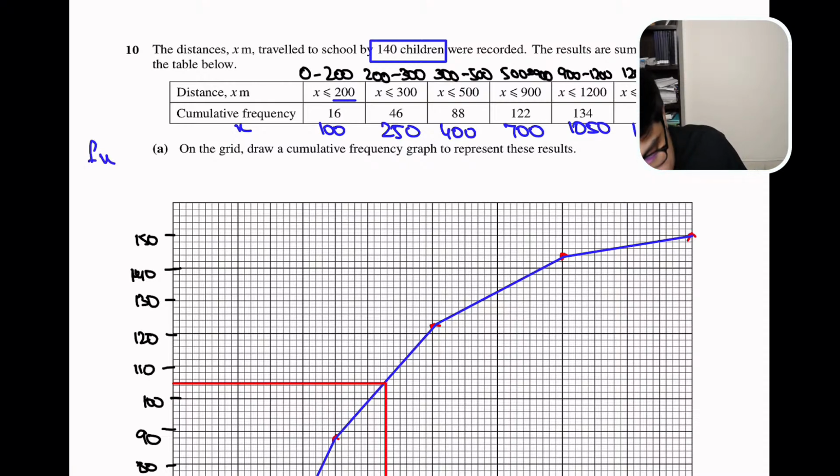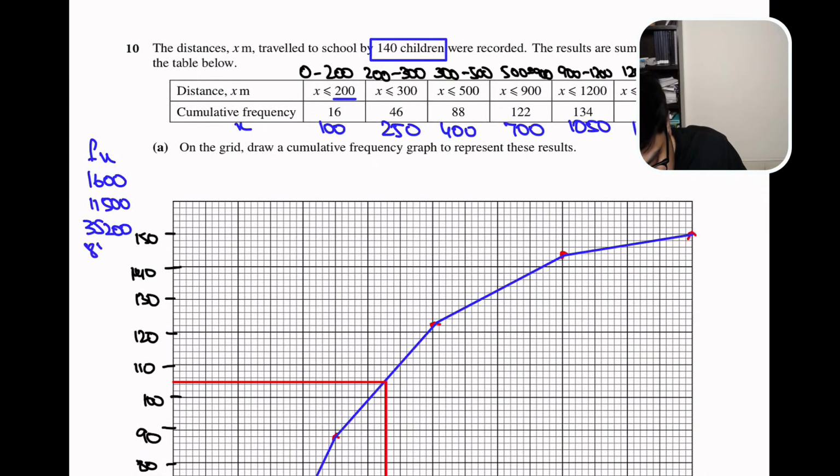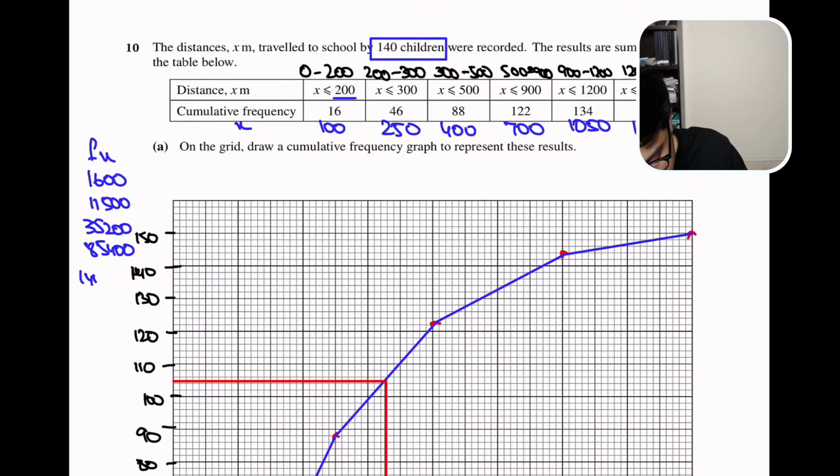Like fx, so it's going to be 100 multiplied by 16, which is 1600. Then 250 multiplied by 46 is going to be what? 11500. Then 88 multiplied by 400 is going to be 35200. And then 122 multiplied by 700 is going to be 85,400. And then 134 multiplied by 1050 is going to be 140700. And then 140 multiplied by 1400 is going to be 196,000, right? So this is what the fx is going to be.